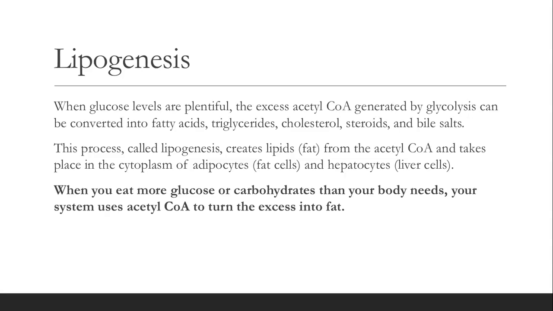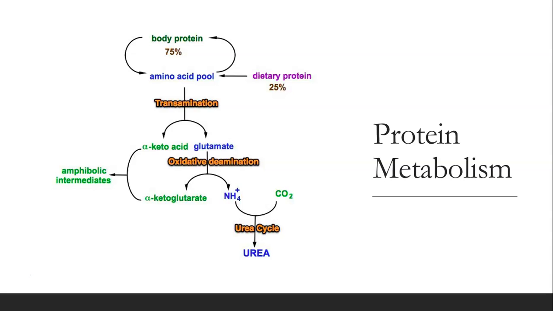When glucose levels are plentiful, the excess acetyl coenzyme A that might be generated by glycolysis is then converted into fatty acids, triglycerides, cholesterol, steroids, bile salts, and that's a process called lipogenesis. It basically creates fat from the acetyl coenzyme A that you can't use because your Krebs cycle's got plenty of it. And it takes place in the cytoplasm of adipocytes, which are fat cells, and hepatocytes, which are liver cells. When you eat more glucose or carbohydrates than your body needs, everyone's pretty much aware of this, but your system uses acetyl coenzyme A and turns it into excess fat. So sad.